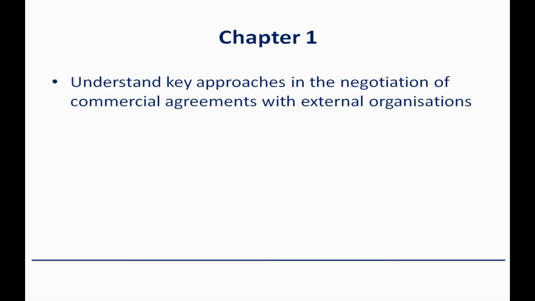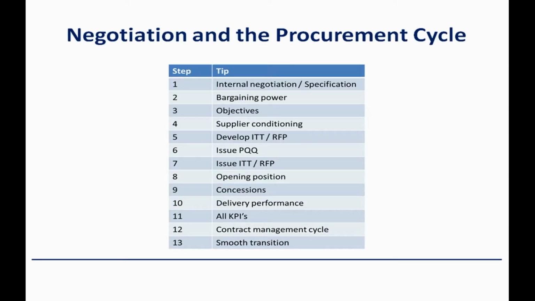The guide starts in Chapter 1 by linking negotiation to the procurement and supply cycle. Students should be familiar with the cycle from previous modules. However, for this module, you need to relate the activities around negotiation to the cycle itself. A simple way to do this is to remember keywords associated with the 13 stages. In this example, we've reduced the words down to a bare minimum. Stage 1 is internal negotiation and specification, Stage 2 is bargaining power, Stage 3 is objectives, and so on. Make a list of the stages and the associated words for your revision.